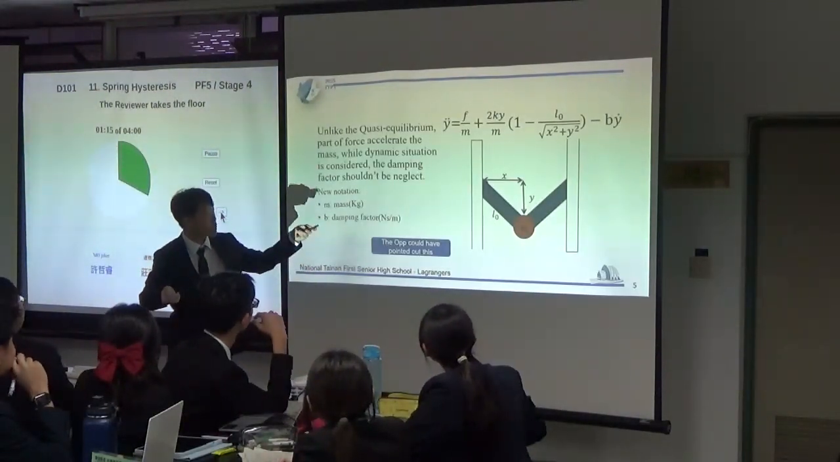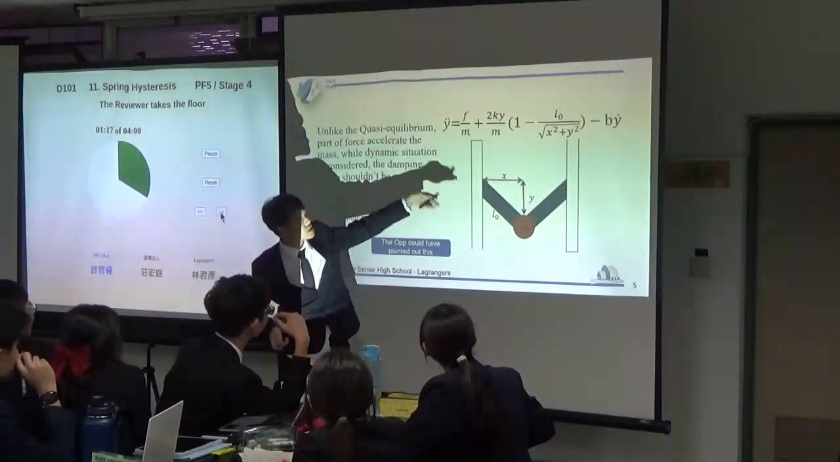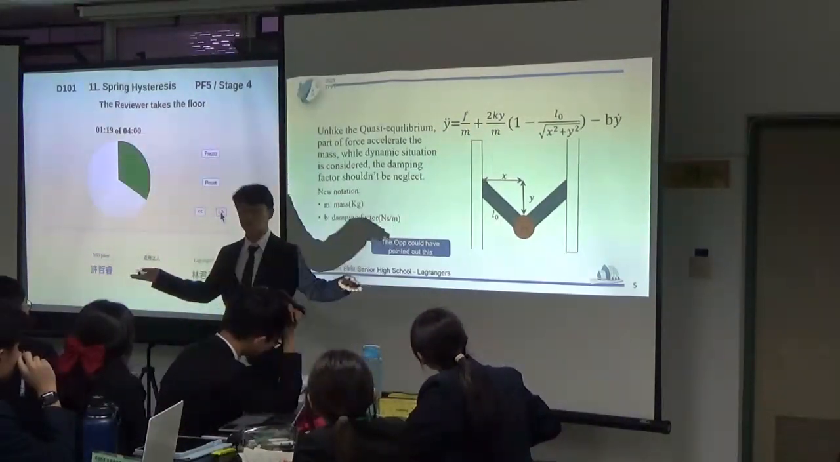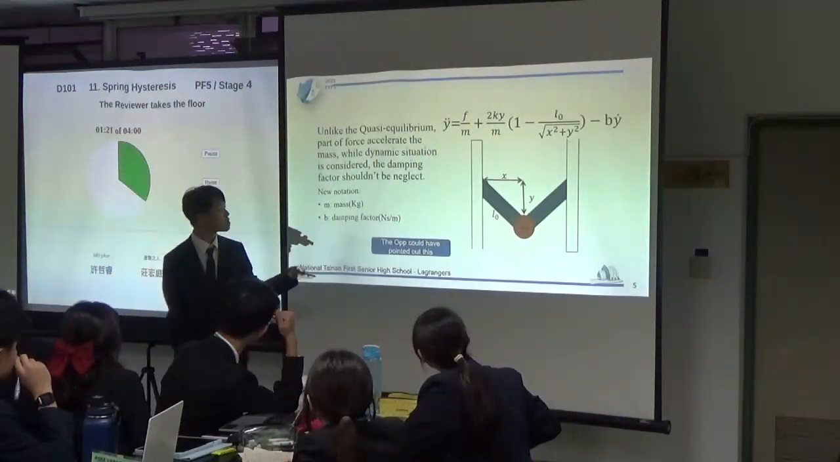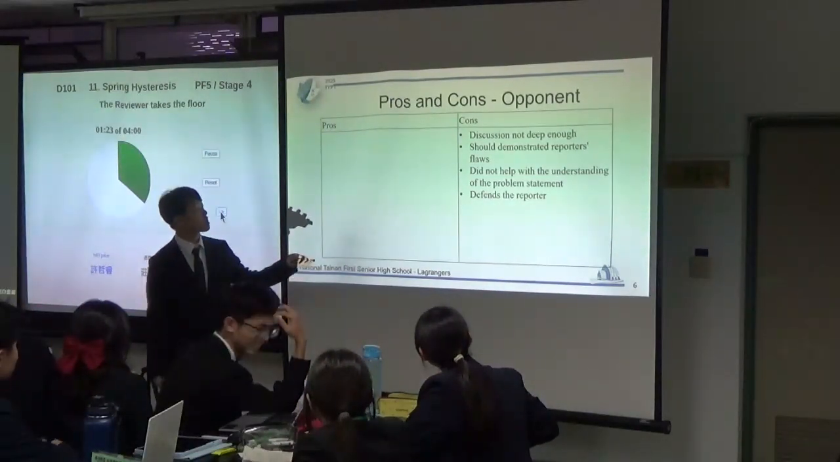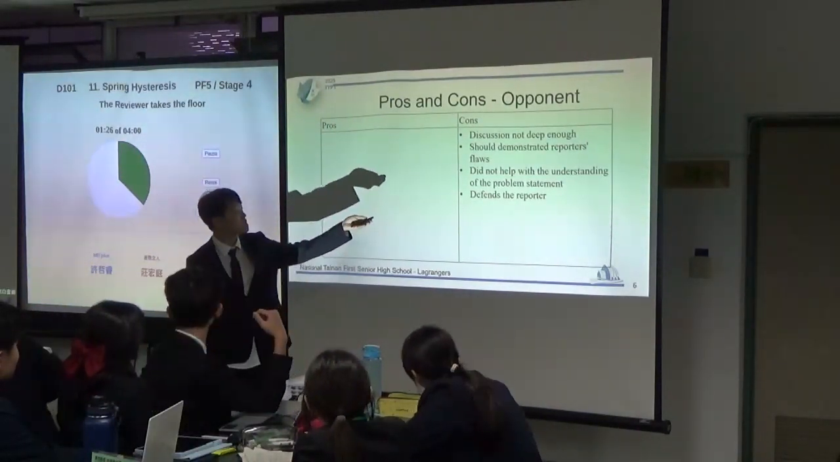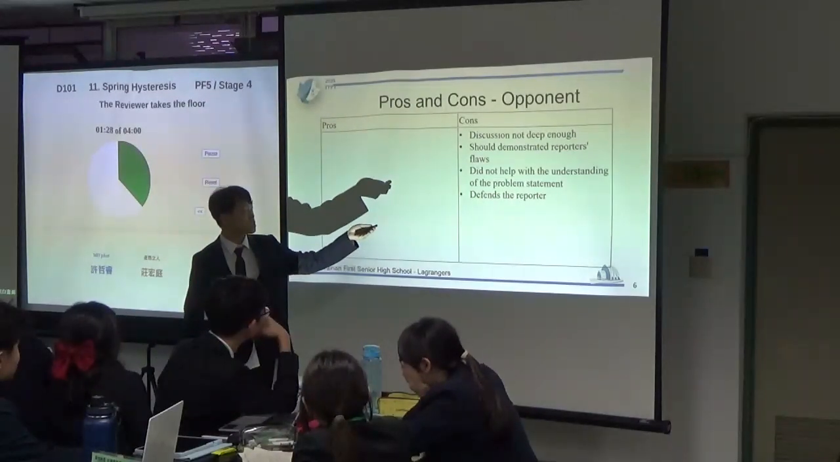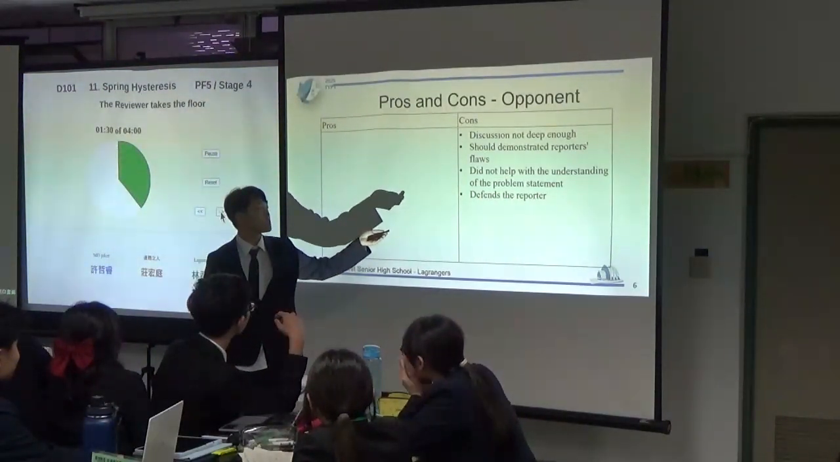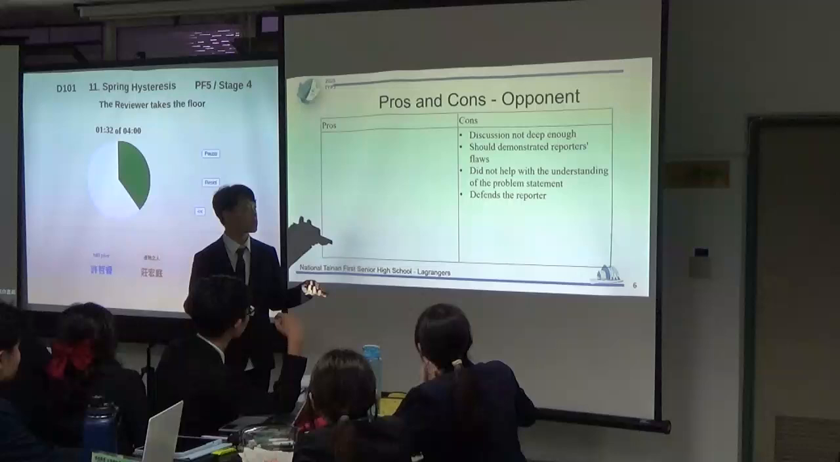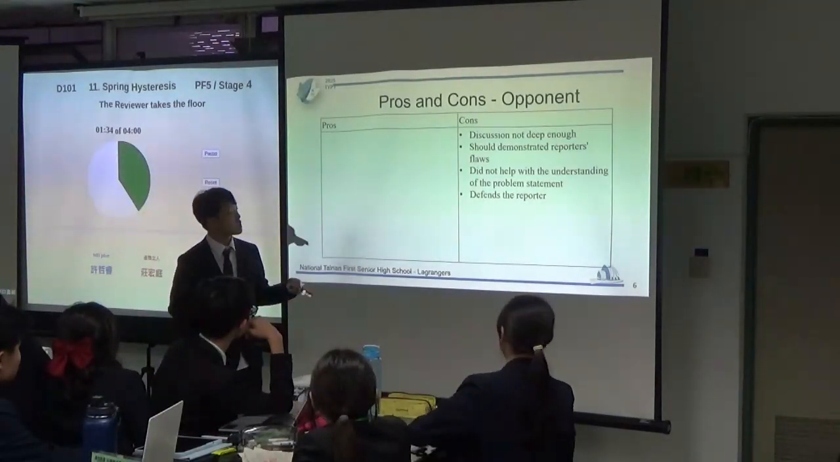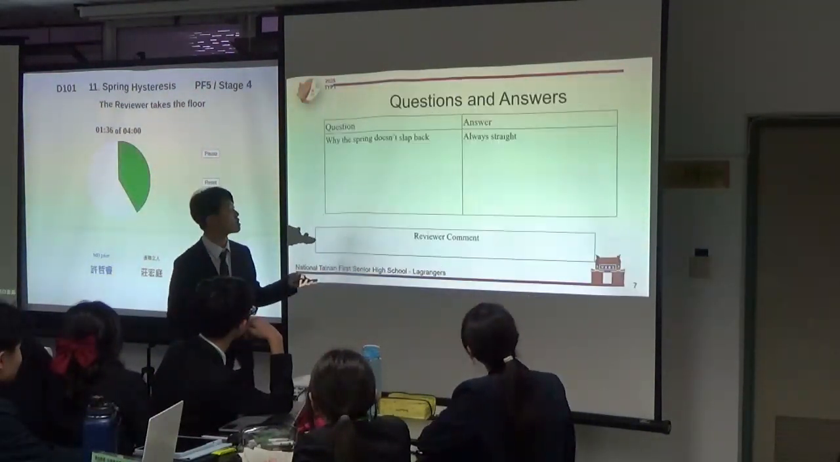And this should be a motion. You can see acceleration and velocity, but no consideration of this by both the reporter and the opponent. These are the pros and cons for the opponent. We can see the cons: the discussion is not deep enough. They should determine the reporter's faults, and they did not help with the understanding of the problem statement, which includes motion. It depends on the reporter. I don't know why.